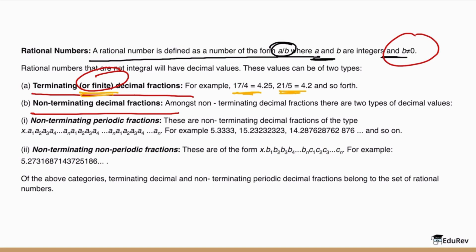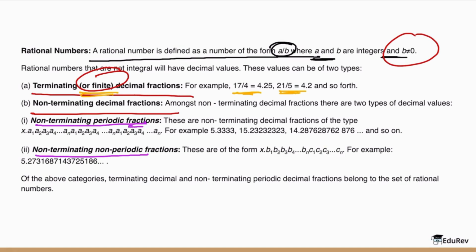Now when I say do not terminate, there can be two types of non-terminating decimal fractions. These can be non-terminating periodic ones, or non-terminating and non-periodic ones. Now understand the difference between the two. Both of them are non-terminating, that means they are not ending. But the difference is that in one, a portion is repeating, whereas in the other, the portion is not repeating. Simple.